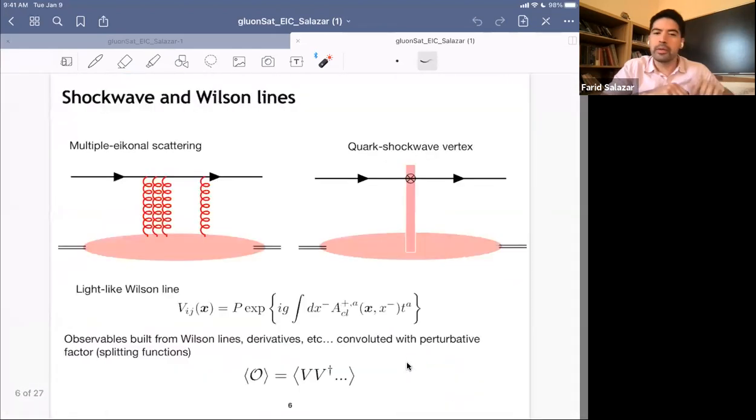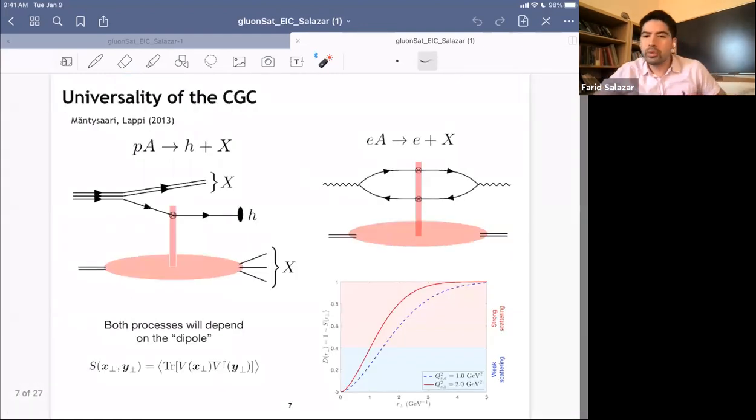So yeah, I was here. So yes, you will see these Wilson lines. Your observables will be expressed as products of these objects. And now let me give you an example. Let me give you two examples, in fact, to show you the universality of the color glass condensate. It has been used for heavy ion collisions, for DIS, for proton-nucleus collisions. As long as you probe small x physics, small x partons, this framework has been employed.